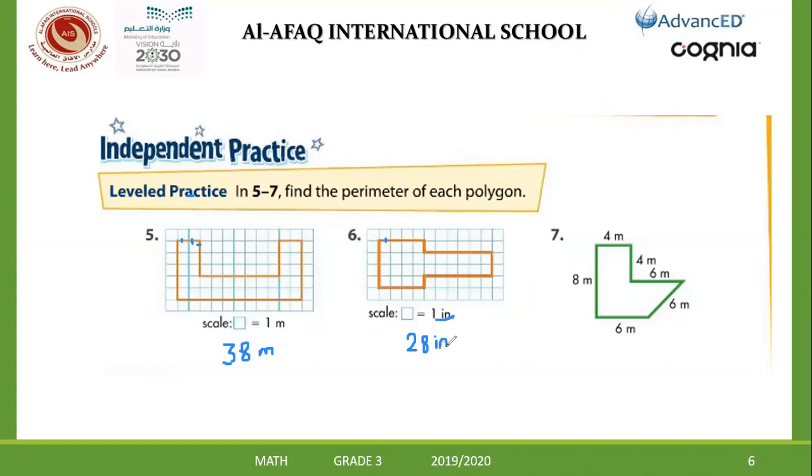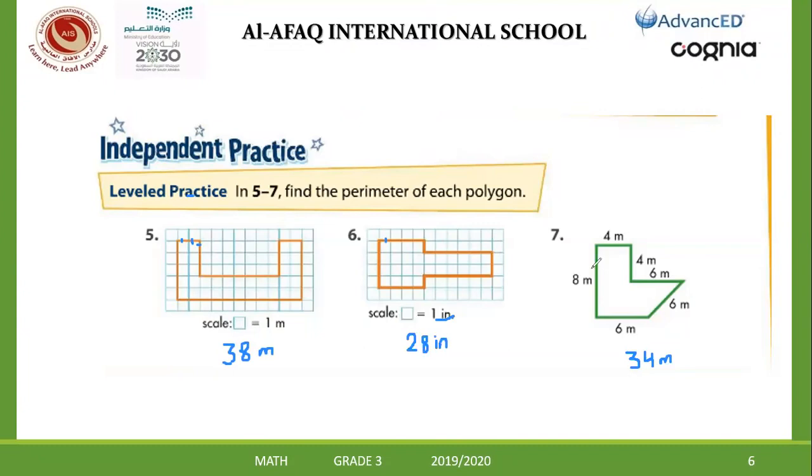What about the third shape, which is drawn without a grid? You can find the perimeter by adding all the side lengths. So you have to add 4 plus 4 plus 6 plus 6 plus 6 plus 8. All of them together make 34. So the perimeter of this shape, if you add all the side lengths, is 34 meters. The same unit that you have in the figure, you have to use it.